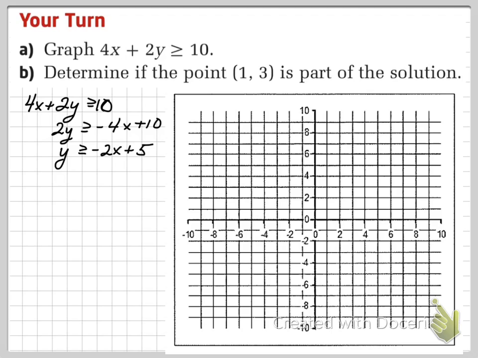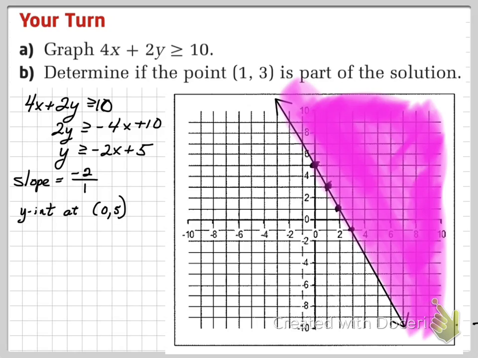So notice that our y-intercept is going to be at positive 5, and our slope is going to be negative 2, or negative 2 over 1. So if you start with 1 point, go down 2 over 1, put another point, down 2 over 1, put another point, draw your line through that. Now, we just have to find out, do I shade above the line, being greater than, or below the line, being less than? And since we have y is greater than negative 2x plus 5, we're going to shade above the line.